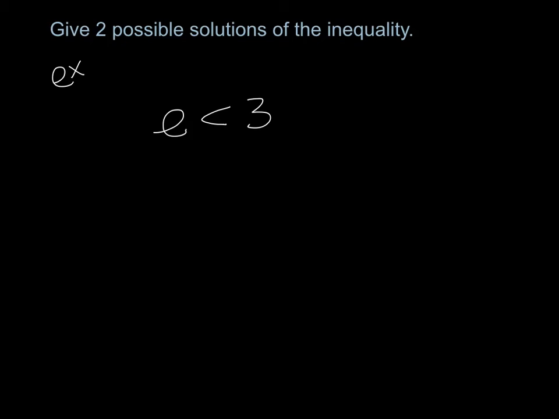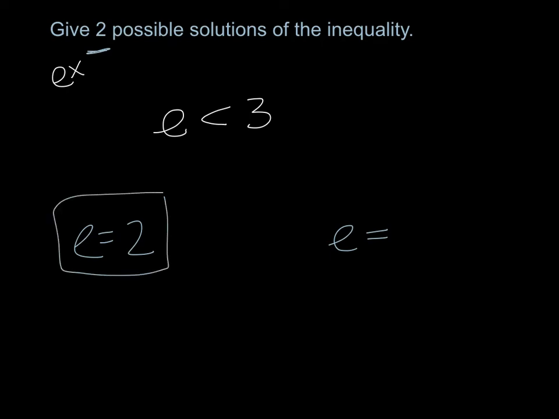Well, first of all, e could equal 2, right? 2 is less than 3. So e equals 2, that's 1. And then my other possible solution, could I put 4? 4 is less than 3. Nope, that's not true. Could I put 17? 17 is less than 3. No, that's not true. What if I make it -17? Negative 17 is less than positive 3. That is true. So these are just some examples.